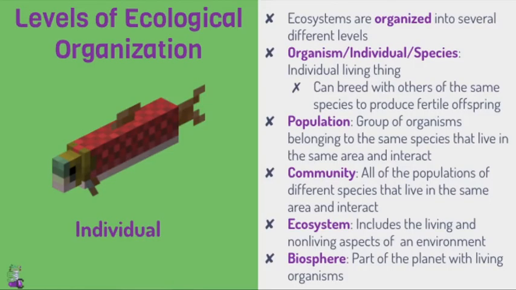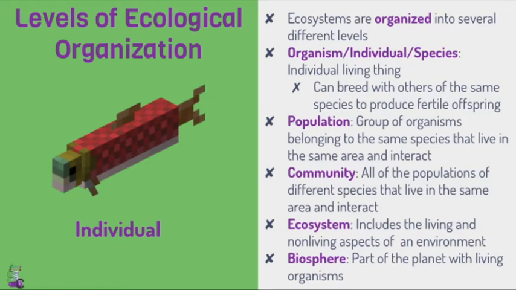So now we have our levels of ecological organization. As I mentioned earlier, ecosystems are organized into several different levels, and an ecosystem can be studied at any one of the various levels of organization. So the first and smallest level we have is the organism, slash individual, slash species. This level can be referred to as any of these three words.